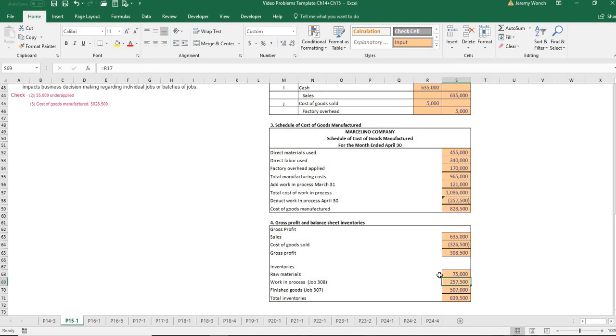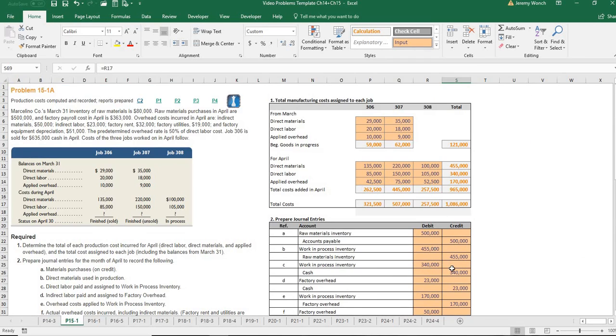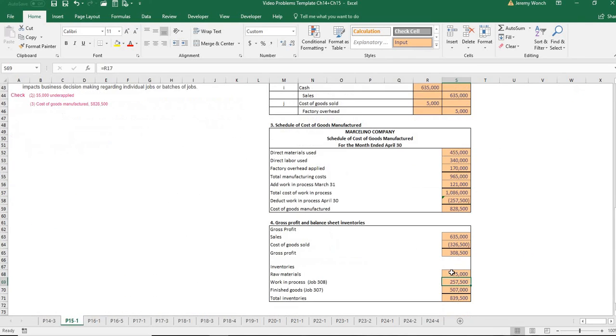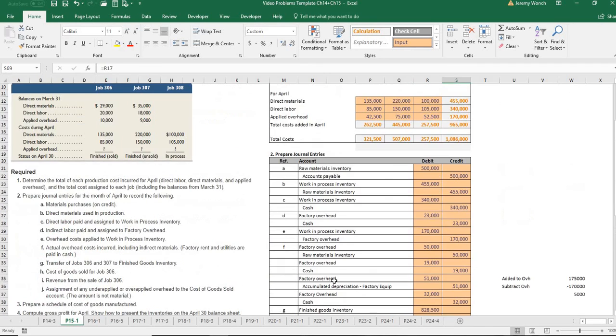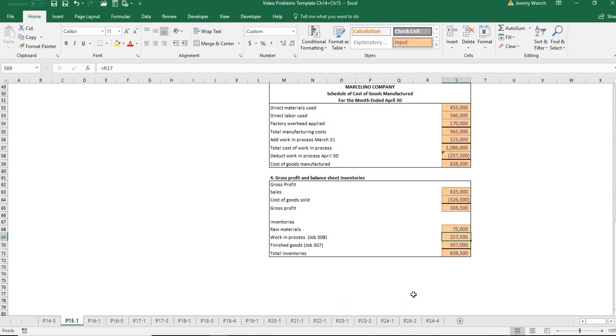Our work in process, and so we just have one job that we're still working on. That's job 308, so that's our 257,000. And then our finished good, which is the one that we finished but it's not sold yet, so that's going to be job 307, which is going to be 507,000. Gets us to an ending inventory of raw materials, work in process, and finished goods of 839,500.